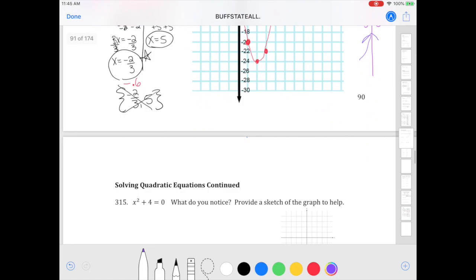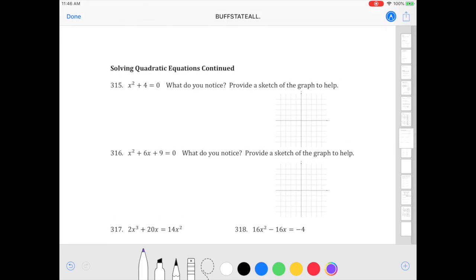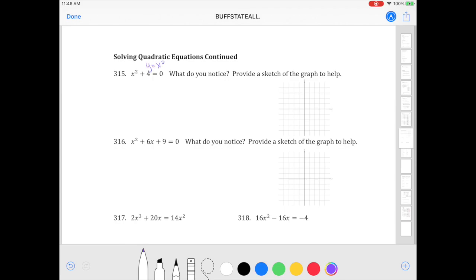All right, so moving on to a couple odd questions. 315 says x squared plus 4 equals 0. What do you notice? Provide a sketch of the graph to help. You can plug this into your y equals as y equals x squared plus 4 and take a look at what it looks like. Because it's just a sketch, I'll show you exactly what it looks like. You'll notice there's a point here, and then it just goes up from there. Okay, so again, graph it if you want to. Take a pause, hit second graph, and start plotting some points. But again, it's just a sketch, so you just want to see what it looks like.